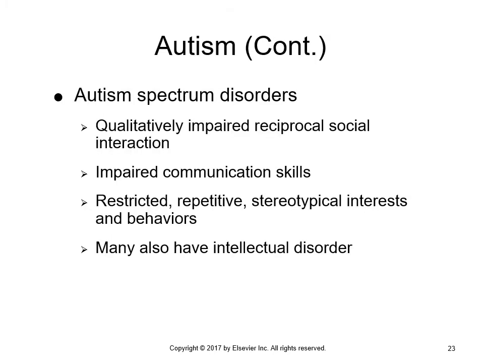So things to consider with the disorder: qualitatively impaired reciprocal social interaction, impaired communication skills, restricted repetitive stereotypical interests and behaviors, and they may also have an intellectual disorder. They may not, they may, but those would be concurrent. It's not that one causes the other, it's just that both exist at the same time.